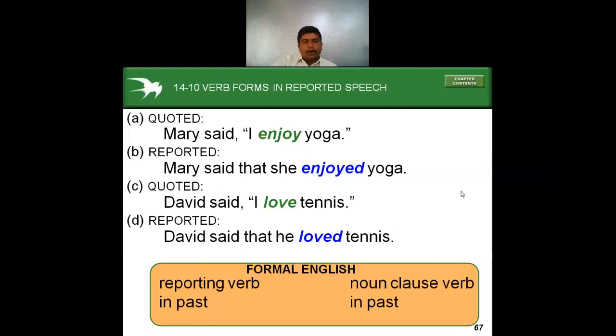In formal English, the reporting verb is always in the past, and the noun clause verb is in the past. See, the word "often." You could ask me, sir, why do you pronounce it "often" and "often"? Both pronunciations are correct.